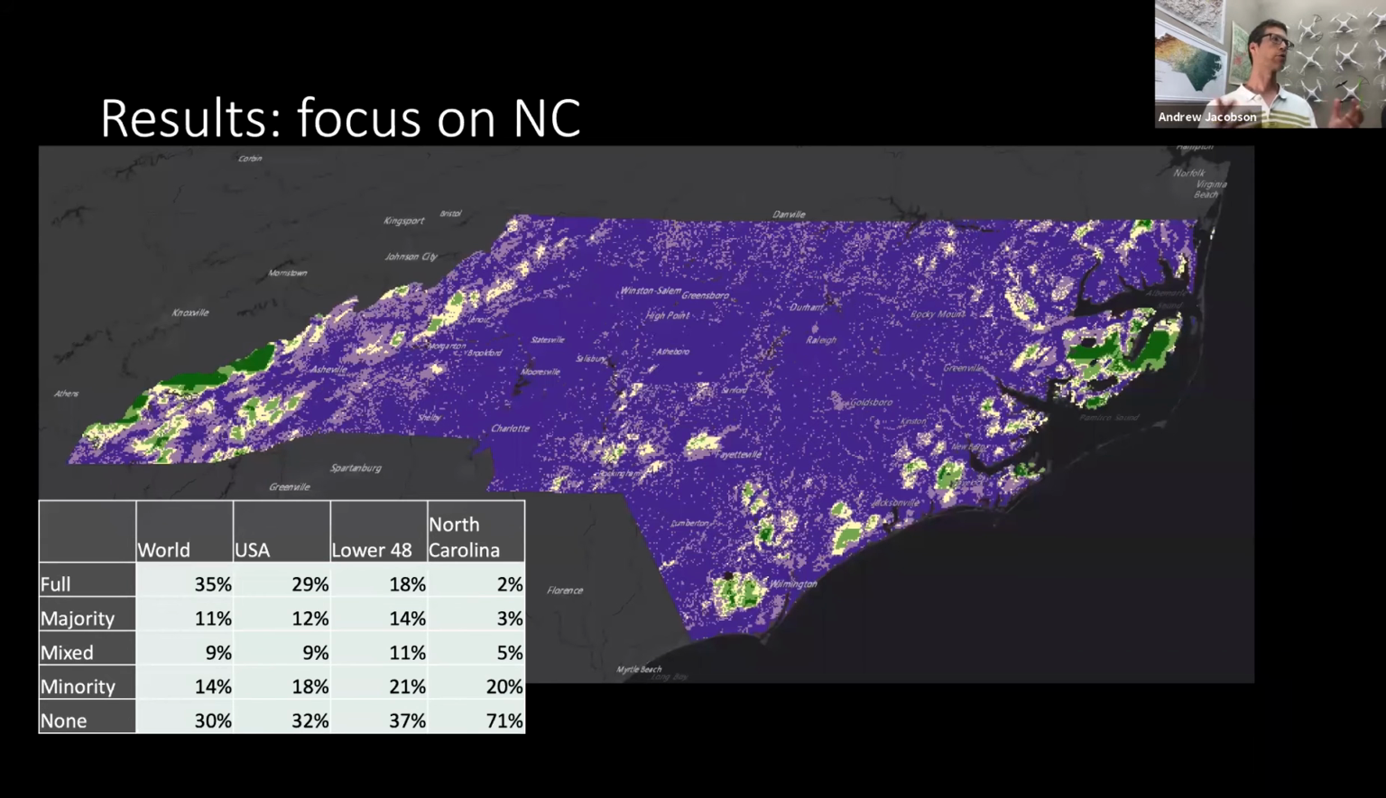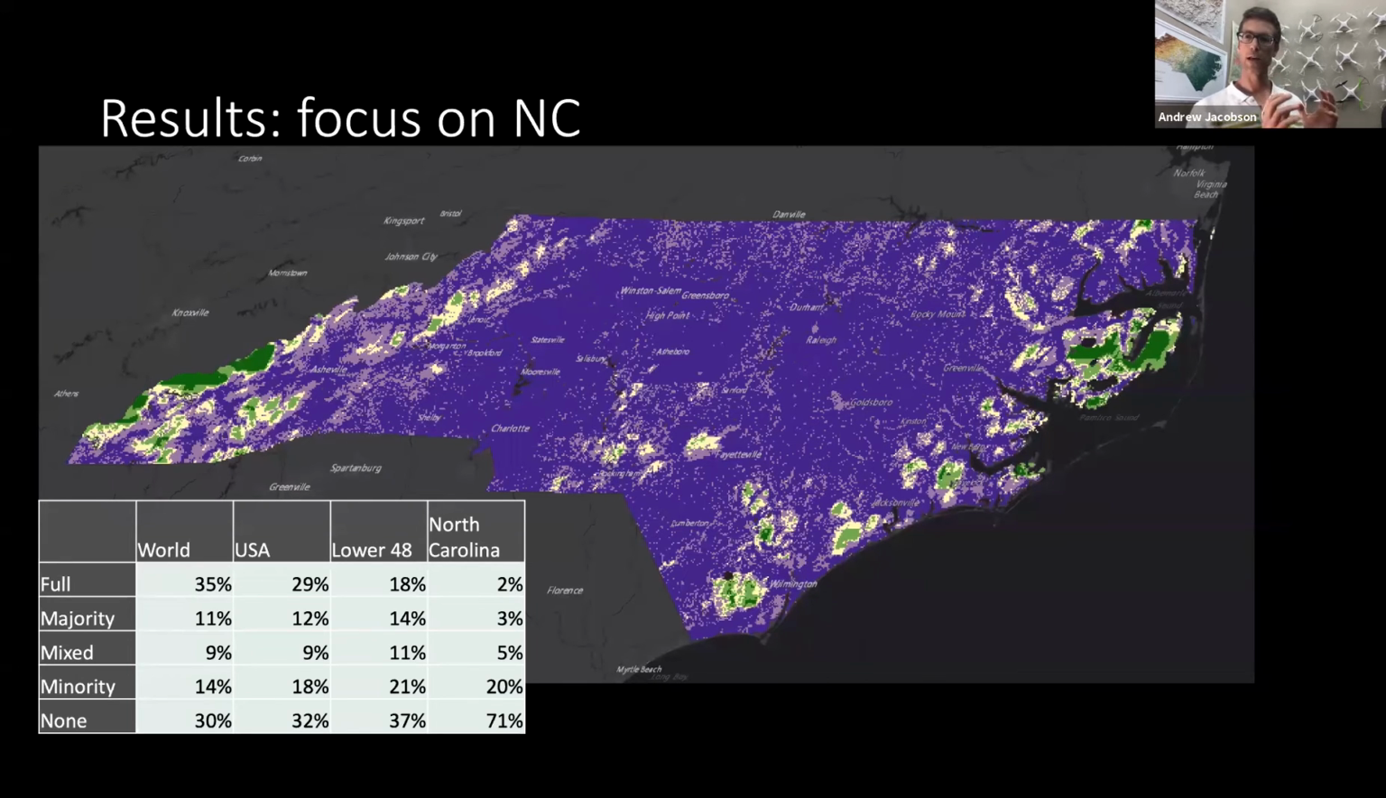All right, now I know this group is focused on North Carolina. So this is the same color scheme, same categorization as before. And you can see this category of full at the top, right? It means that all 4 data sets agreed this was an area that had low human influence. So those are the dark green areas. Roughly 35% of the world was in that category of low human influence.